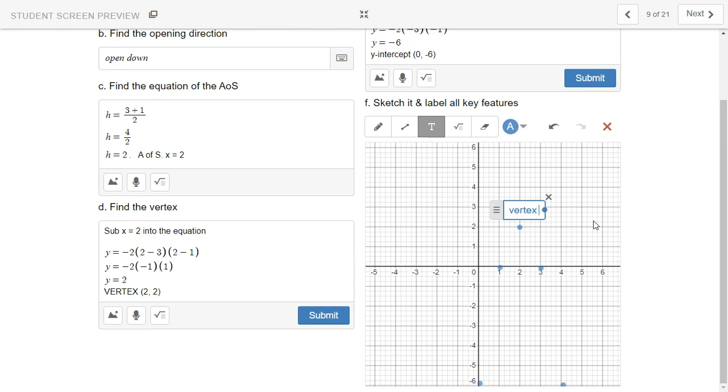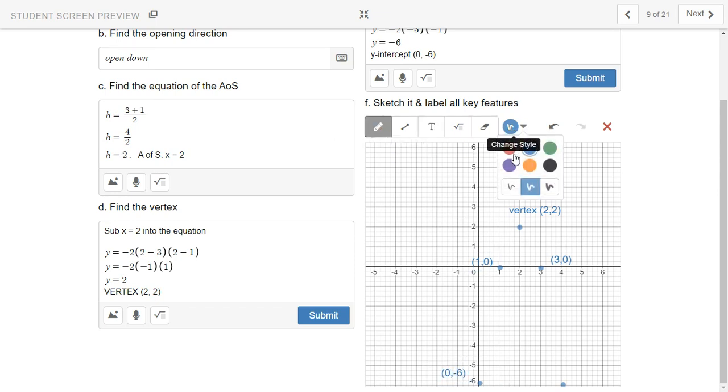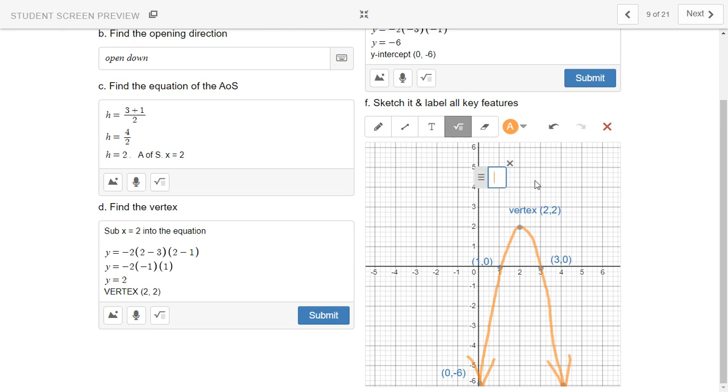Okay, let's label what we have. We have the vertex at 2, 2. We have one x-intercept at 3, 0, another x-intercept at 1, 0, and a y-intercept at 0, negative 6. Let's join the dots to form a sketch of what the parabola looks like. We're also going to label the graph: y is equal to negative 2 times x minus 3 times x minus 1.